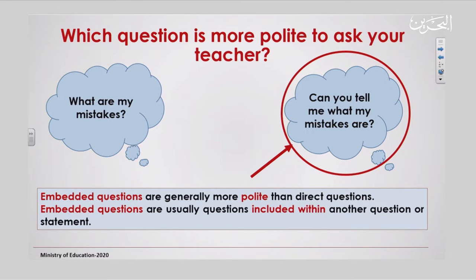Embedded questions are usually questions included within another question or statement. So as we can see here, what are my mistakes is one sentence. As for the embedded question, it is part of two sentences. Can you tell me? And what my mistakes are? So embedded questions are questions included within each other. So two questions together.